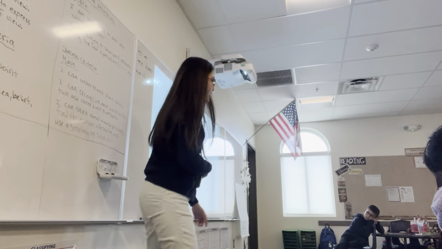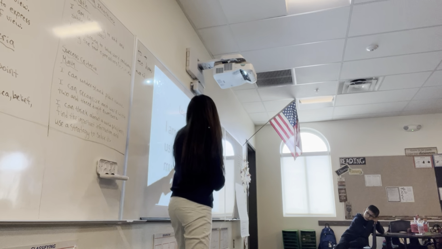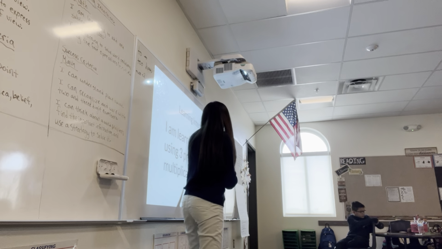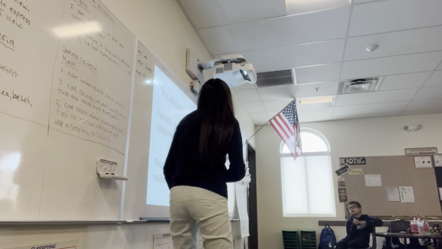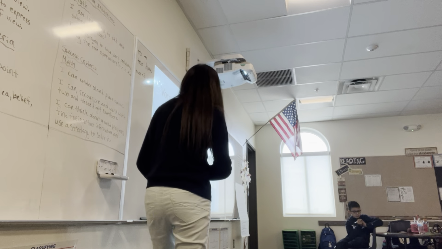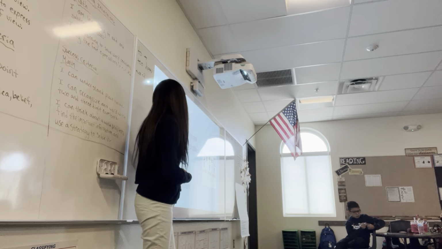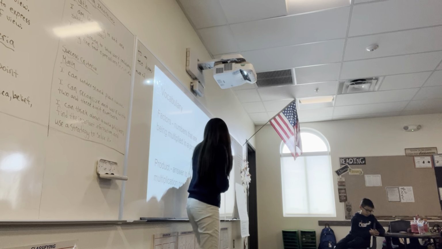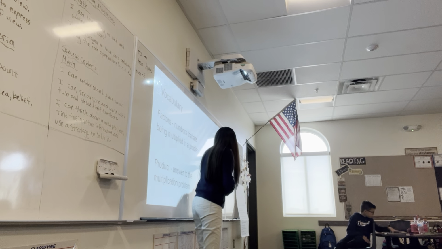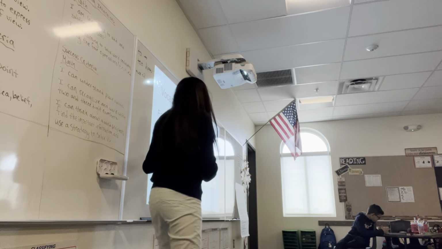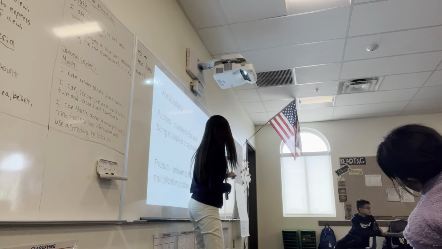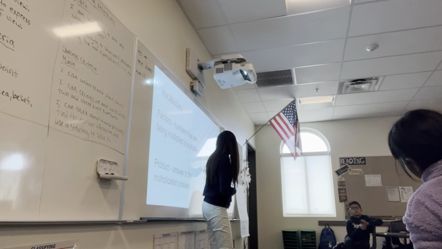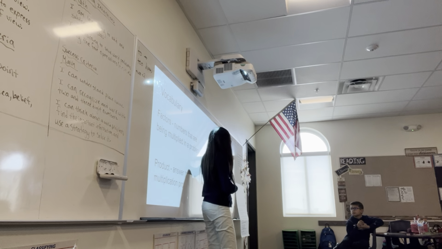Okay, let's read the learning intentions together. We're gonna review factors and product. So factors are numbers that are being multiplied. So 3 and 4 are factors. And the product is the answer to the multiplication problem, which here the product is 12. The answer of 3 times 4 is 12.